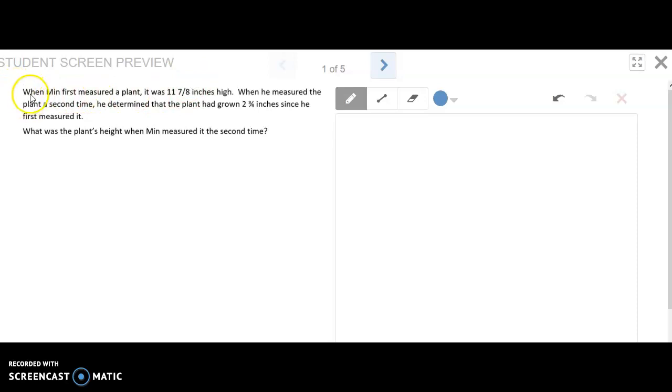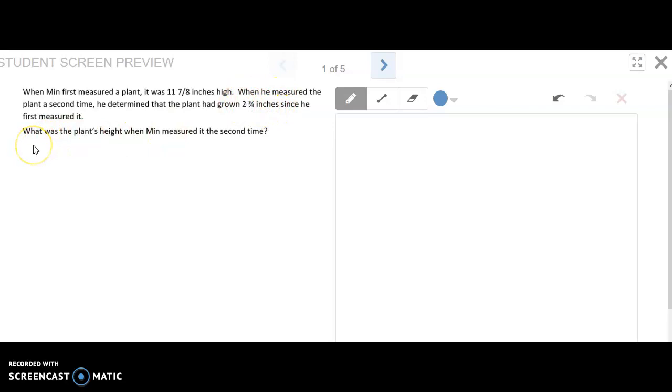So when Min first measured a plant, it was 11 and 7/8 inches high. This is important to know. This is how high it was the first time he measured it, right? So I would jail this detail, 11 and 7/8 inches. When he measured the plant a second time, he determined that the plant had grown 2 and 3/4 inches since he first measured it. This is important. It had grown 2 and 3/4 inches. So I would jail this detail.